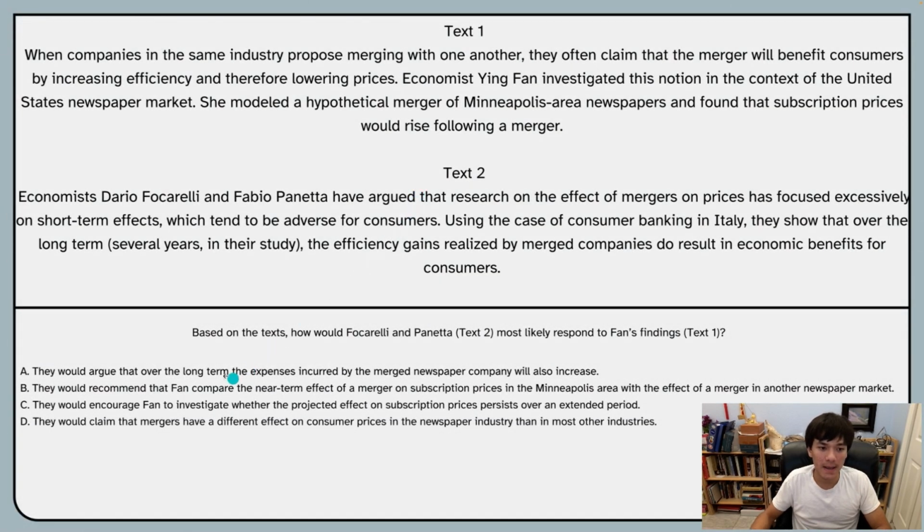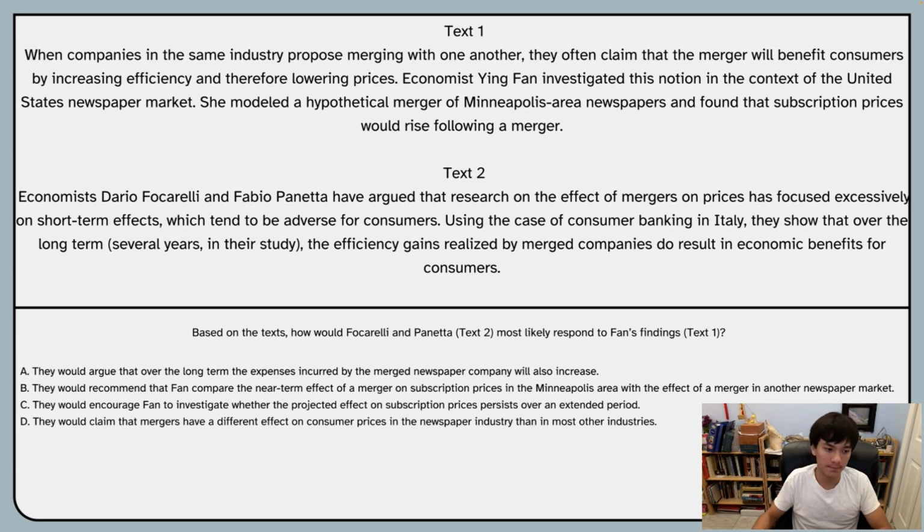The question is asking, based on the texts, how would Foccarelli and Panetta from Text 2 most likely respond to Fan's findings, Text 1? Please take some time, maybe read over them again, and try to answer this for yourself, and then we'll go over which answer is correct.